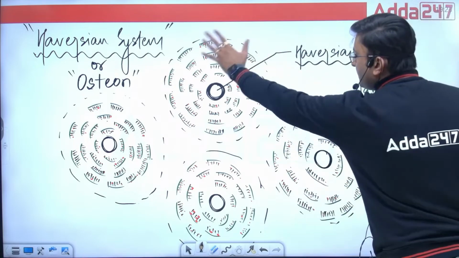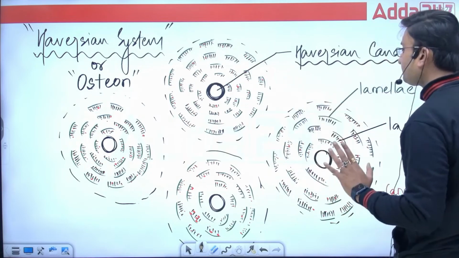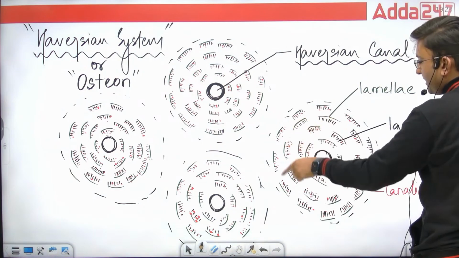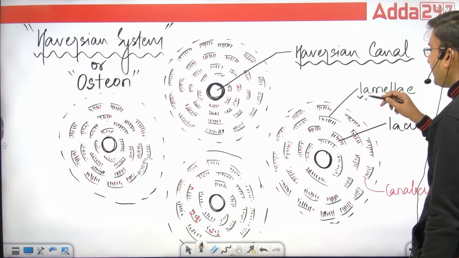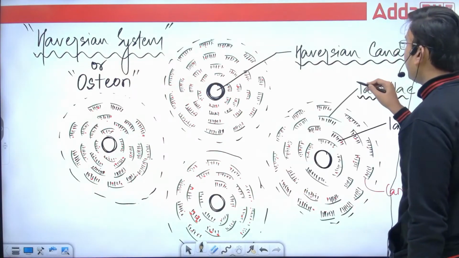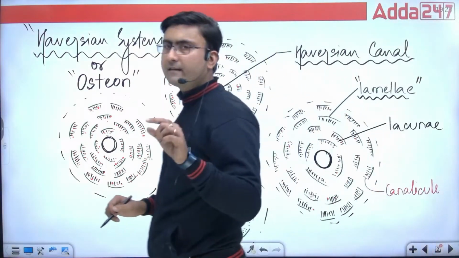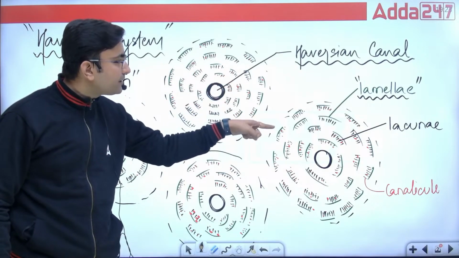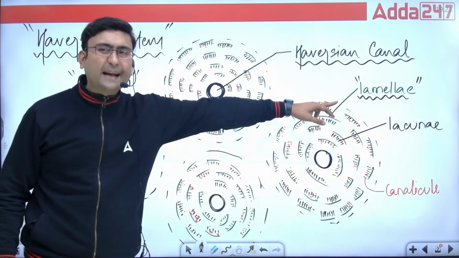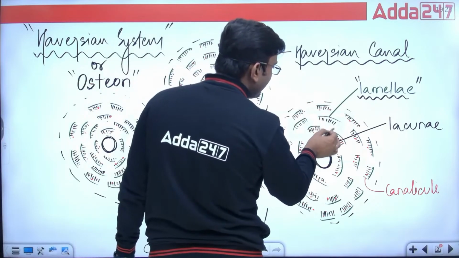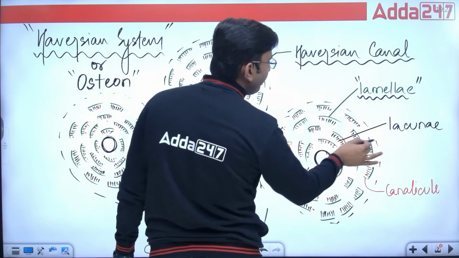Now let us understand this Haversian system or osteon. You can see concentric rings around it. Those concentric rings around this Haversian canal, they are called lamella. Haversian canal के इर्द गिर्द concentric जो rings आप देख रहे हो, जो green color की आपको दिख रही है, they are called lamellae. Within those lamellae, you find a space.